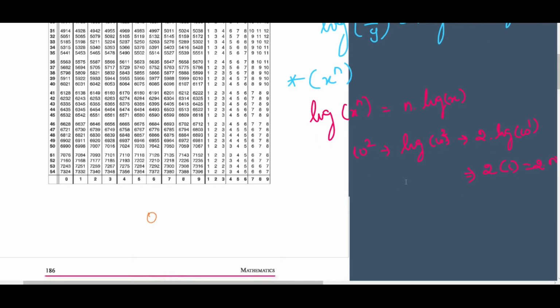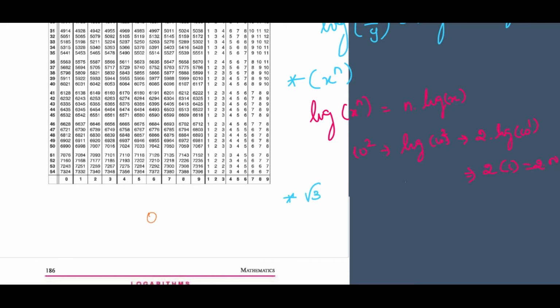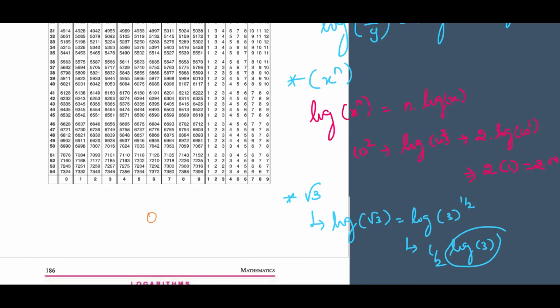Then another rule, for the square root, simple. For example, root of 3. When you go for the logarithm of root 3, we represent the root in terms of a fraction, 3 power 1 by 2. So how can we represent it? 1 by 2 into log of 3. So we find the log 3 value, then divide by 2. This is the general formula for the logarithm. Clear?